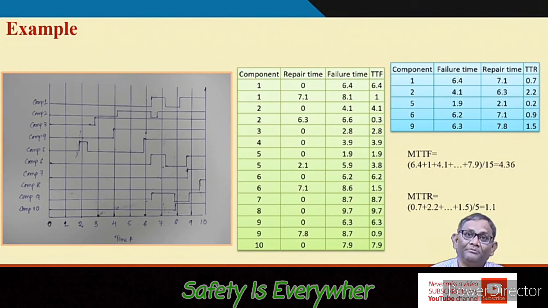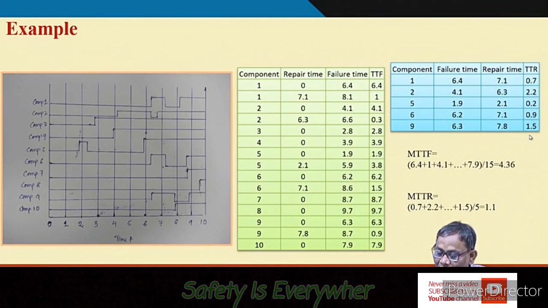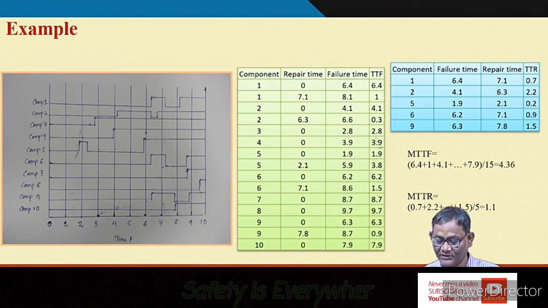In this example, which you have seen earlier, we found that there are 15 different times to failure, and from this diagram we found that there are 5 repair times. So time to failure is known. What will be the mean time to failure? Mean time to failure will be all the times to failure divided by the number of observations. Mean time to repair is also all the times to repair divided by the number of observations. So that is what you got.